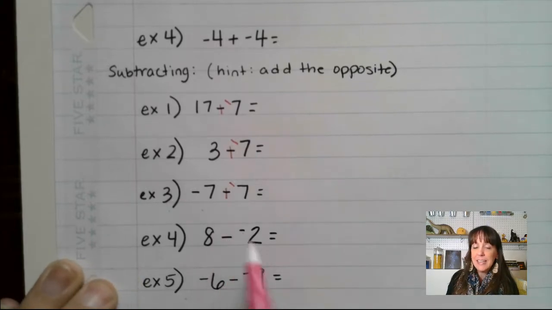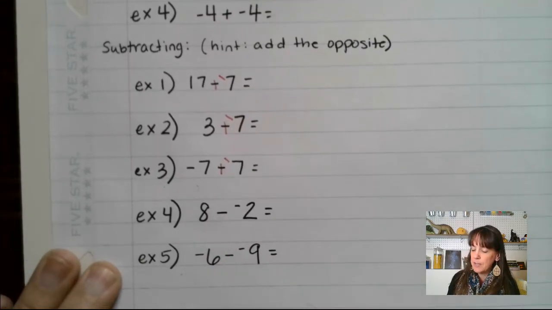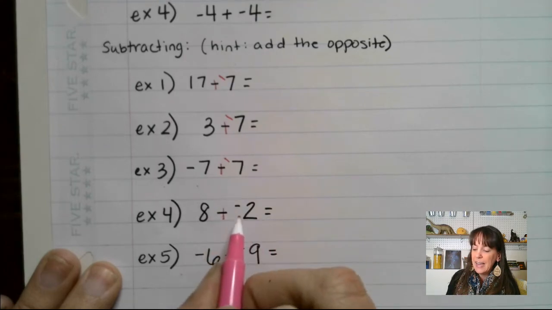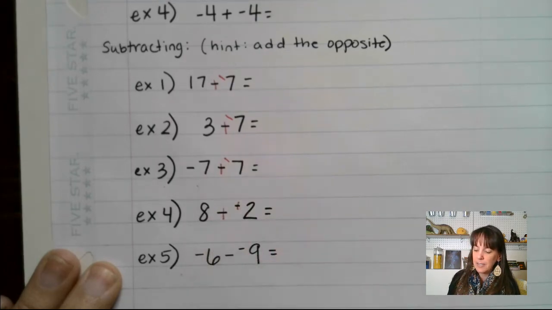Now looking at this, sometimes you'll get that double negative like I was mentioning. We add, and then the opposite of negative is positive. And on this one, we add, and then the opposite of negative is positive.